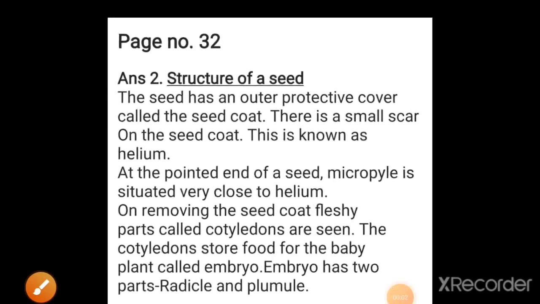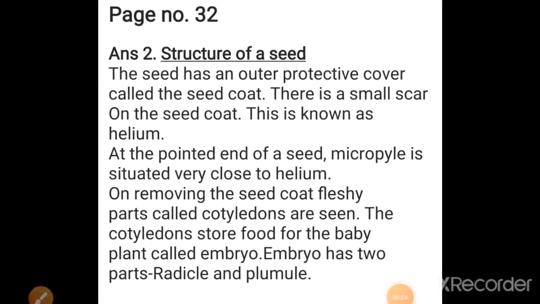It is here. The question is, explain the structure of a seed in detail. So the seed has an outer protective cover called the seed coat. There is a small scar on the seed coat. This is known as the hilum. At the pointed end of the seed, the micropyle is situated very close to the hilum.